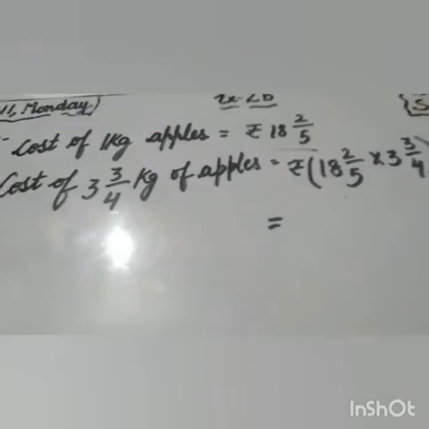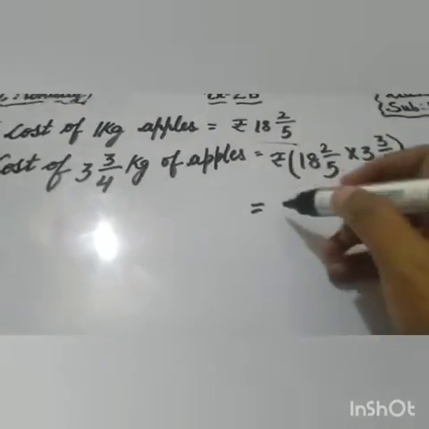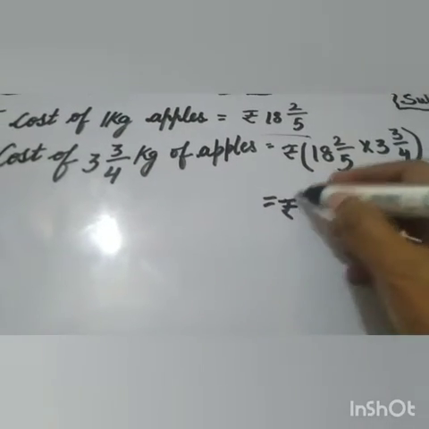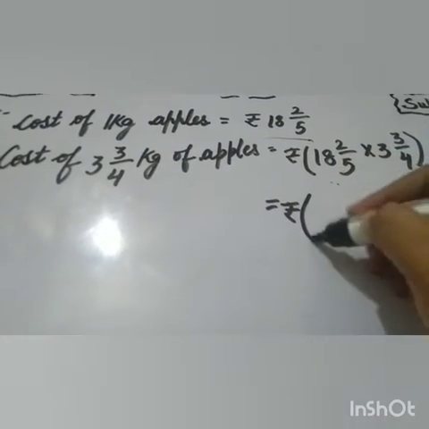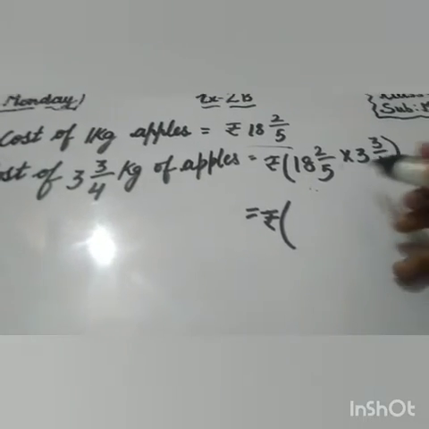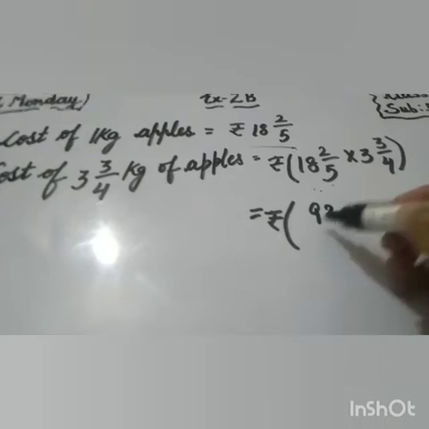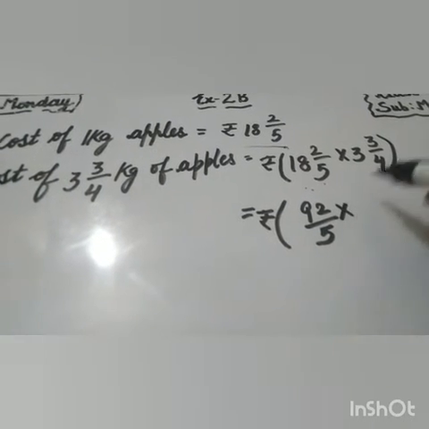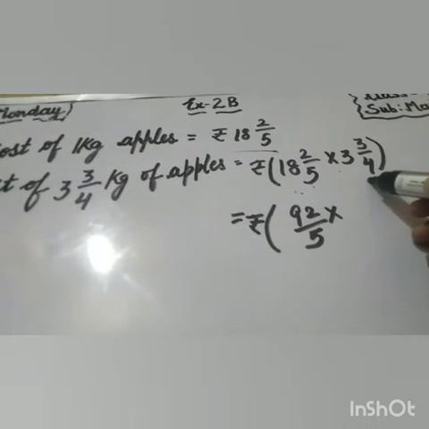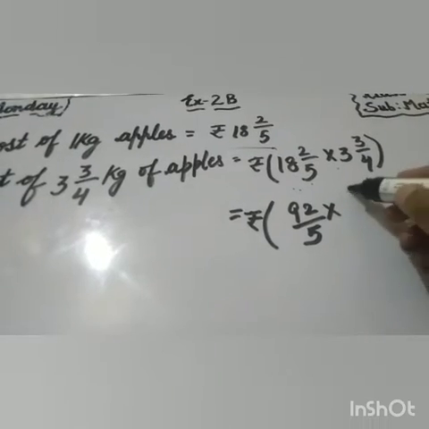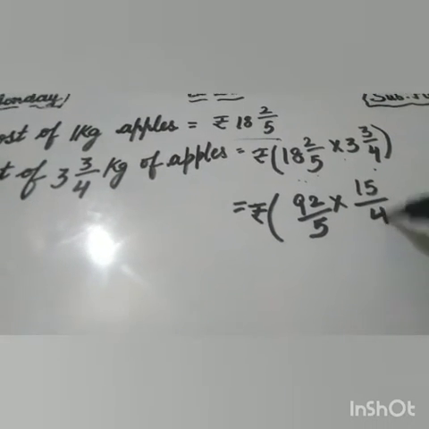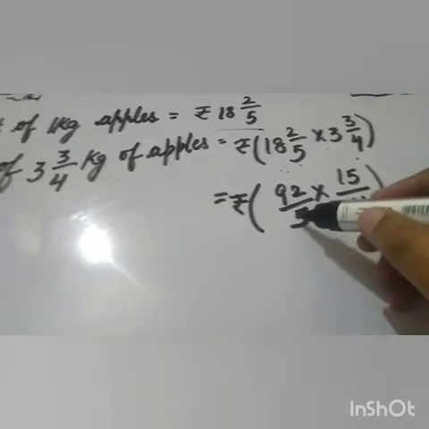Okay students, now you have to change the mixed fraction into an improper fraction, because in a mixed fraction the simplification is not possible. So 18 times 5 is 90, plus 2, which is equal to 92 by 5. Here multiply, 3 times 4 is 12, 12 plus 3 is equal to 15 by 4. Now you will simplify it.